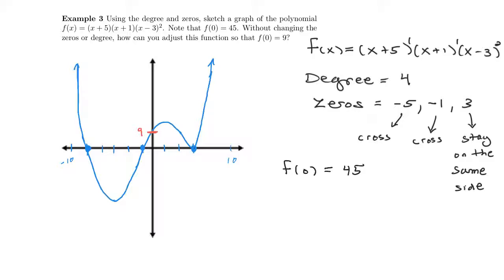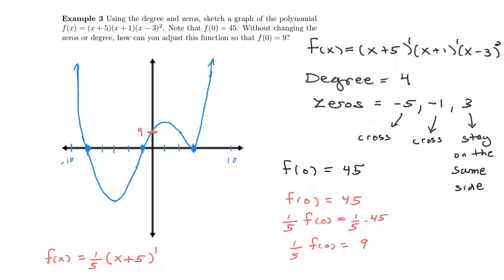I think I'm just going to list it out, where if you have f of 0 is equal to 45, but you wanted it to be 9, well, you could multiply both sides by 1/5, because 1/5 of f of 0, or 1/5 of 45, is in fact +9. So all this means is, if you go to your original function and you multiply the whole thing by 1/5 and leave everything else alone, then we've accomplished this goal.